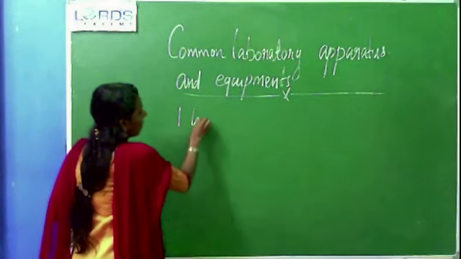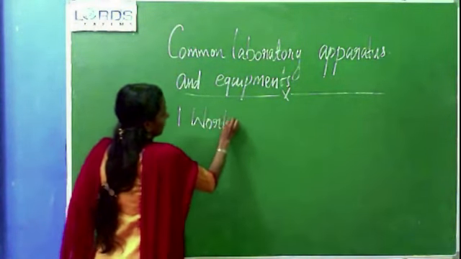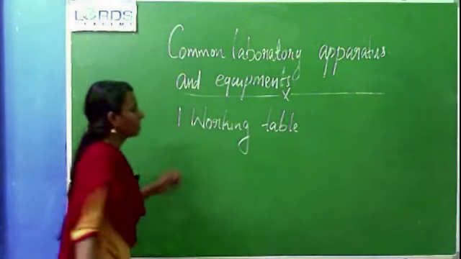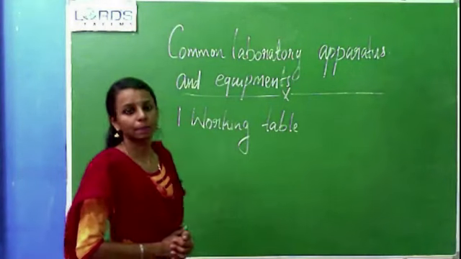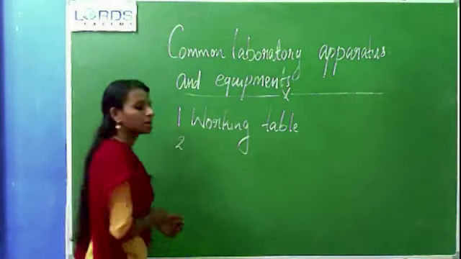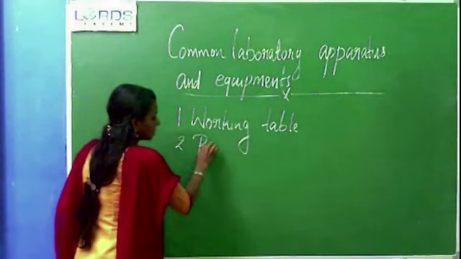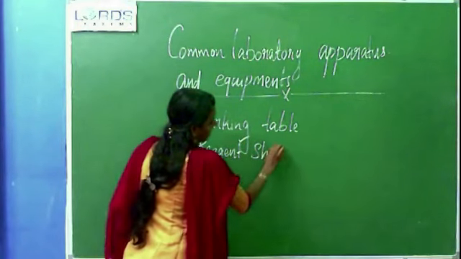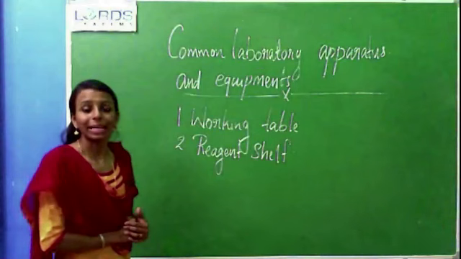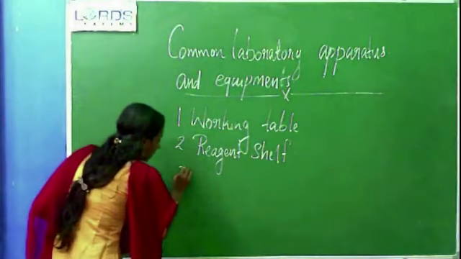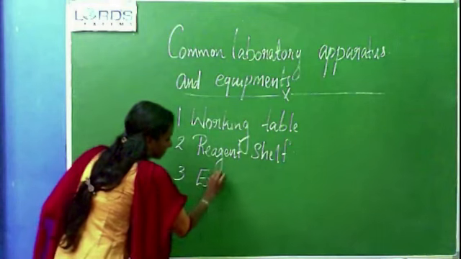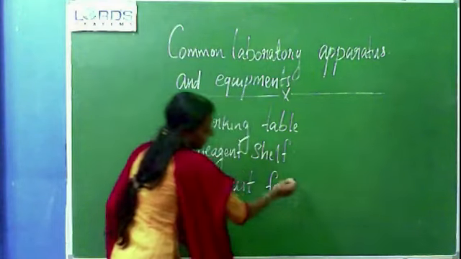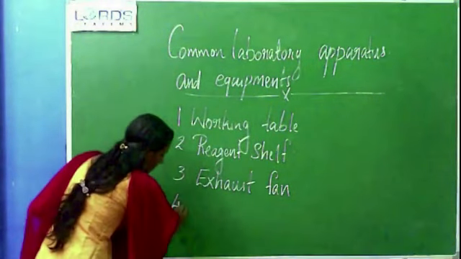First important one, working table. Second one, reagent shelf. The third one, exhaust fan. Then the fourth one, balance room.